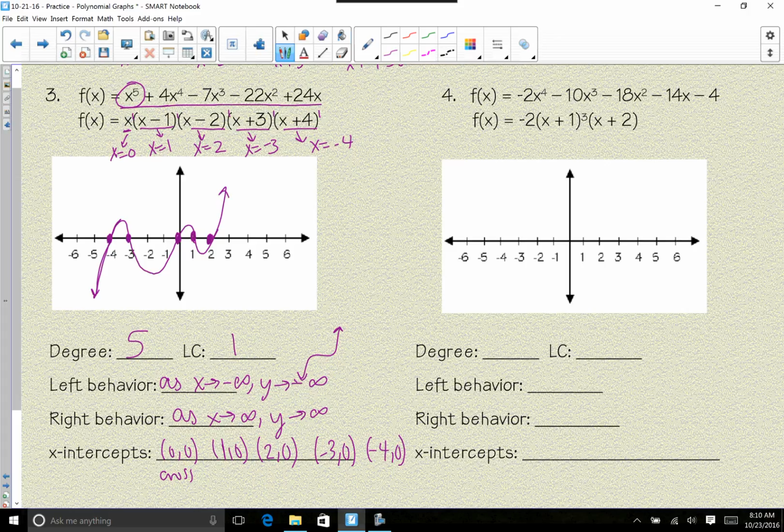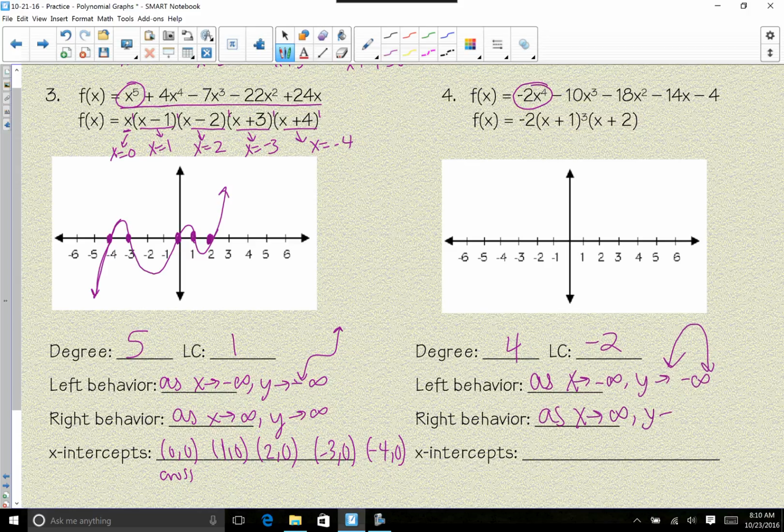Number 4, I'm looking at the first term again. Okay, so the degree is 4. The leading coefficient is negative 2. So it's an even degree. It's going to flip down. So on the left end behavior, as x goes to negative infinity, y goes to negative infinity. And on the right, as x goes to positive infinity, y goes to negative infinity.